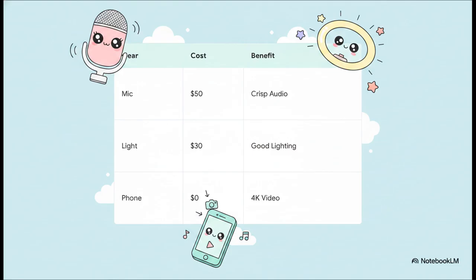Just a basic clip-on wireless microphone for about $50, which is going to give you that crisp professional audio, and a basic ring light or softbox for $30 so your lighting is clean. That is an $80 investment. That's it. $80 to completely transform the way you present yourself.